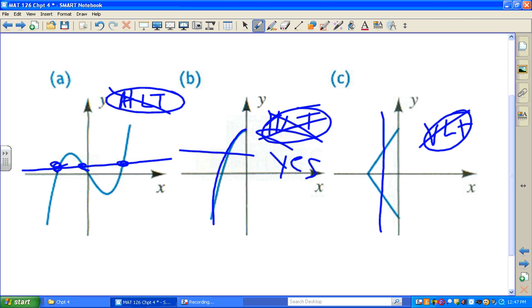All right? If it's a 1 to 1 function, it has an inverse. The inverse, the domains become the range, and the range becomes the domain.